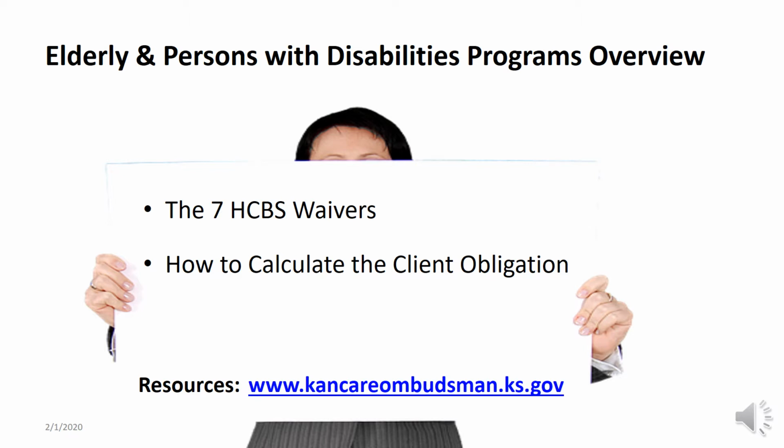In this lesson, we'll specifically be covering the 7 home and community-based waiver programs, or HCBS waivers, and we'll also be talking about how to calculate the client obligation, which is the monthly cost share for each of those programs. We're just going to be touching lightly on each of these subjects today, but you can find more in-depth resources and educational materials on the KanCare website in the Ombudsman section. You can go directly to that section with that link you see.